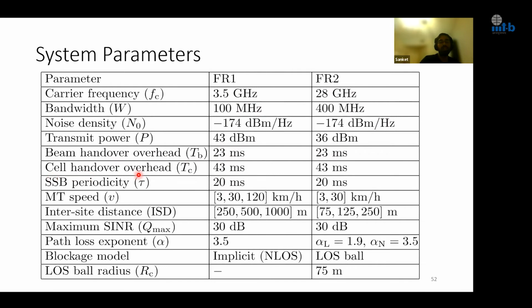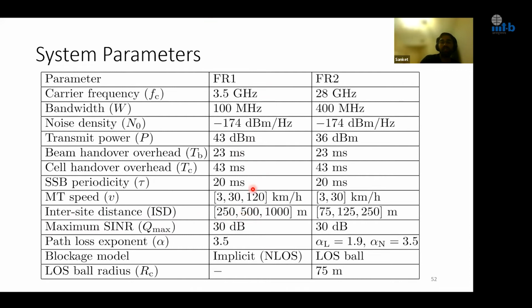While the cell handover, meaning the transfer from one base station to another base station, has a larger communication interruption, which is about 43 milliseconds. And the SSB periodicity, meaning how frequently the beam is reselected, is 20 milliseconds. And we consider different mobile user speeds, like 3, 30 and 120 kilometers per hour for sub-6 and 3 to 30 kilometers per hour for mmWave. And as Prem said earlier, it also affects the different intersite distances, meaning the coverage, essentially the average cell area in each case.